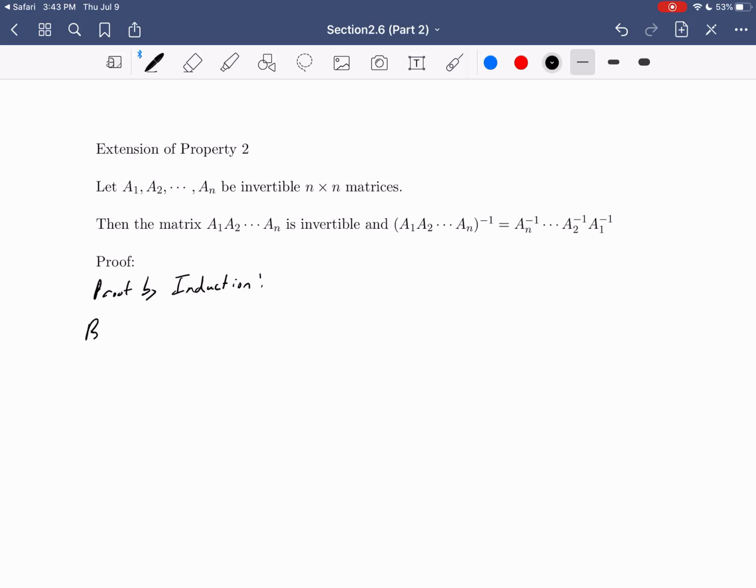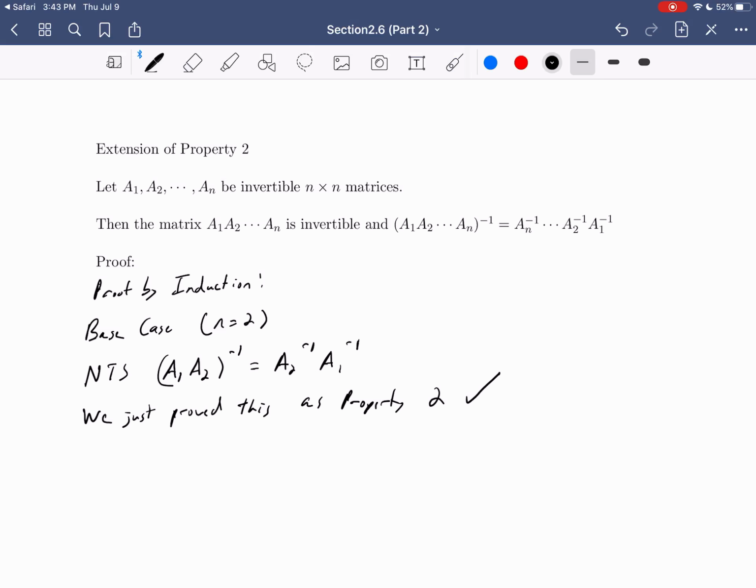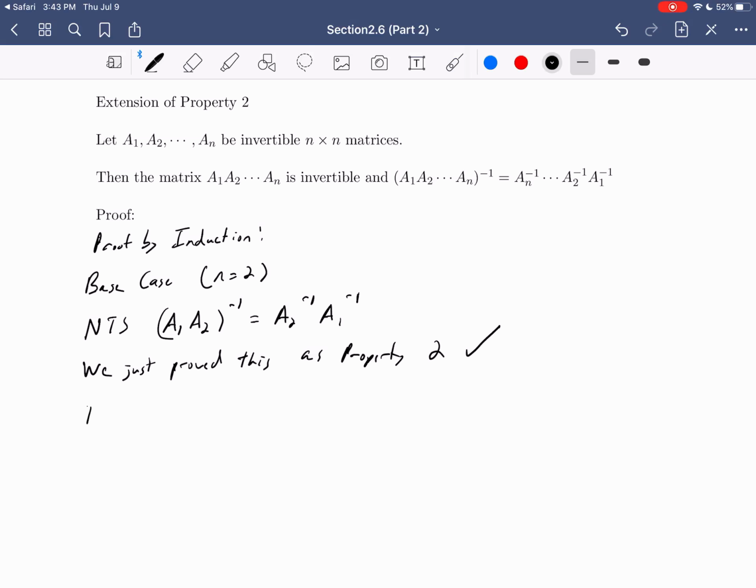So the base case, the first multiplication, where it would actually be a multiplication, would be 2 matrices. So n equals 2. So what we would need to show is that (A1 A2) inverse is equal to A2 inverse A1 inverse. Now, is there anything to do here? Well, no, because this is exactly property 2 that we just proved. So we're all done there. So our base case in this case is exactly property 2. So we can now move on to the inductive step.